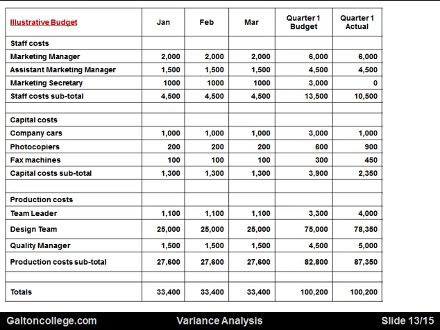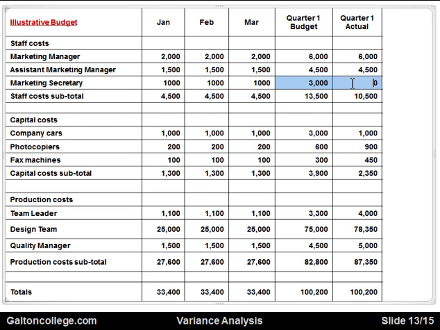Let's say the actual expenditure for the first quarter was what we've written here. Now the marketing secretary here is an interesting one, because there was a budget for 1,000 for each of them, and that comes to 3,000, which is what's in the budget. But the actual is 0. So there was no marketing secretary. There was nobody working in that capacity. So there was a budget for 3,000 and there was nothing spent. Down here the budget is 600, but 900 was spent. So there's a difference there, and there's a difference in many of the other ones as well.